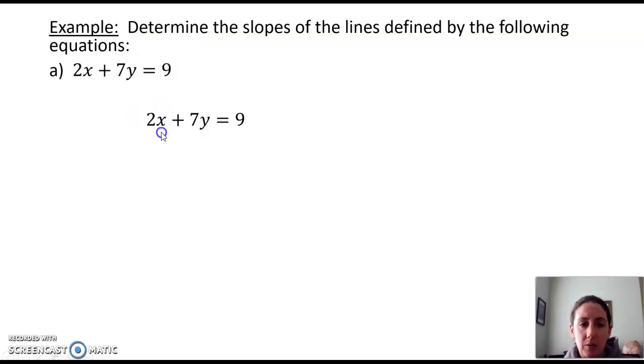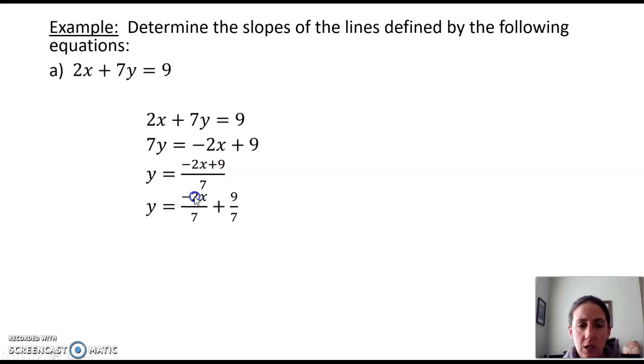So we'll start by getting rid of this 2x by subtracting it. And now we'll divide by 7. And when I divide by 7, I need to divide this whole side by 7 and this whole side by 7. Which means I need to divide the negative 2x by 7 and the 9 by 7 and reduce. Negative 2 over 7 doesn't reduce, but from a previous video we talked about how we can just bring that x down. And that 9 over 7 doesn't reduce. But now we have this in y equals mx plus b form. So right here we can see what our slope is. Our m is negative 2 over 7.